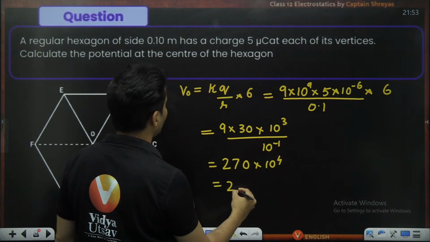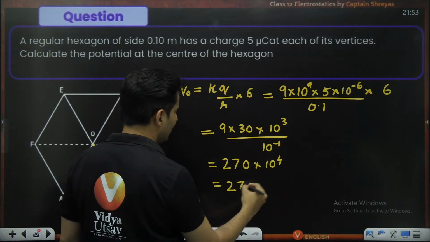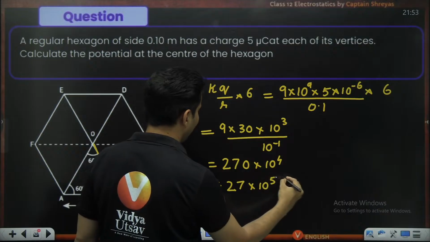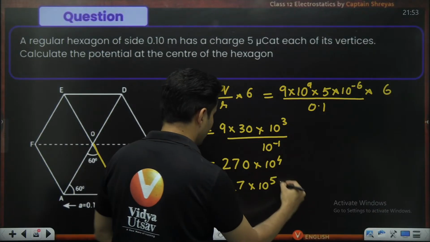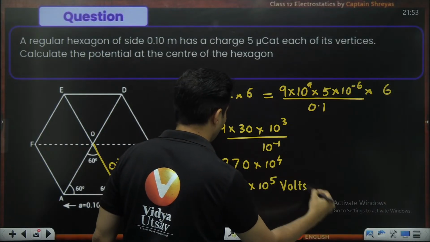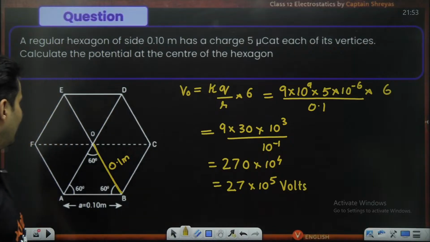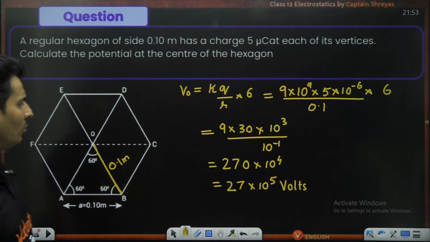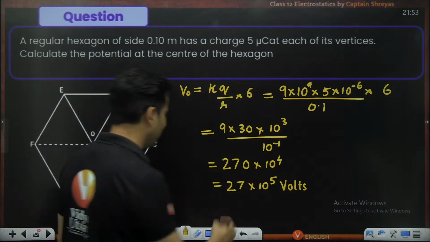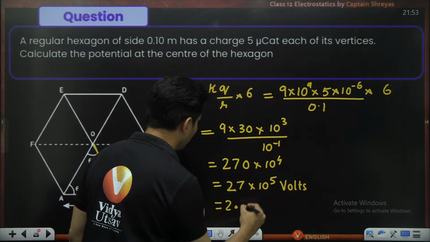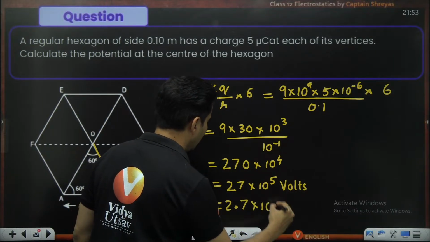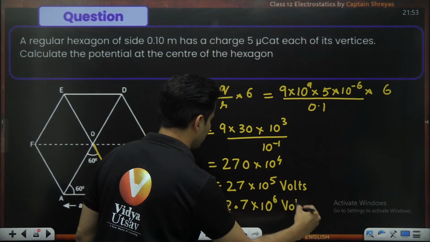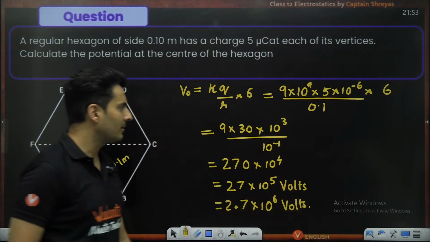So it will become 27 into 10 to the power 5. What is it? Volts. 27 into 10 to the 5 volts. So that is the answer to this particular question. I think they have made a mistake in that point over there. So it should be 2.7, not 2.6. It should be 2.7 into 10 to the power 6 volts. Definitely that is the answer.